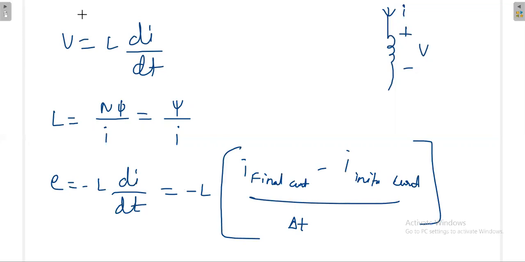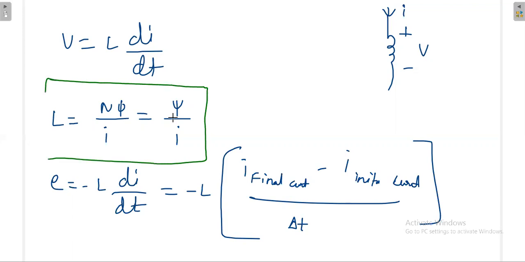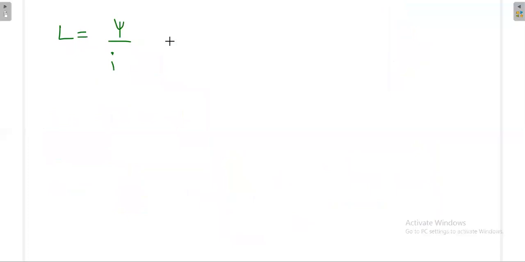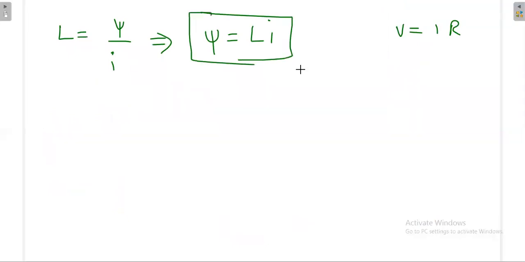From this equation, L is equal to N phi by I, that is psi by I. So finally you get one equation: L is equal to psi divided by I, or psi is equal to L into I. It is similar to the V is equal to IR formula, like Ohm's law. So this psi is equal to L i is like Ohm's law for the inductor.